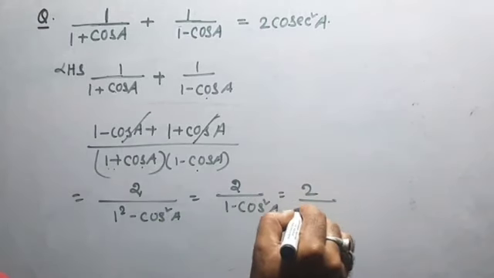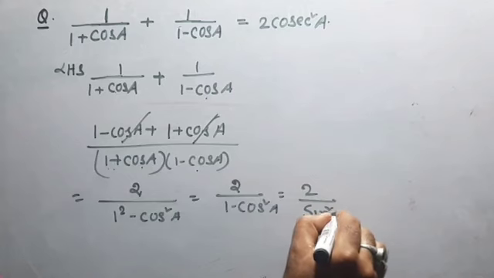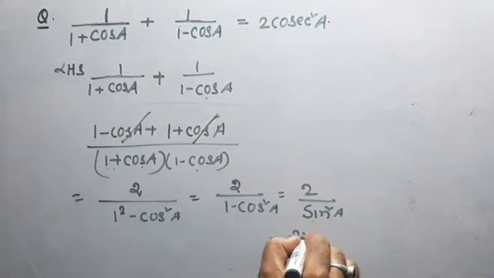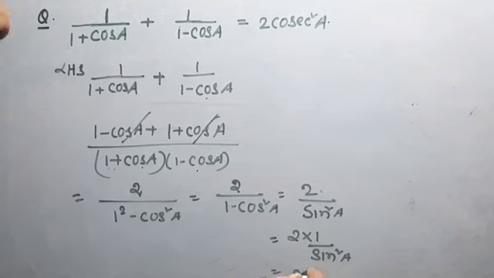Therefore it is 2 by 1 minus cos square is what? Sin square a. And 2 into 1 by sin square a. So 1 by sin square a is cosec square a. Hence proved.